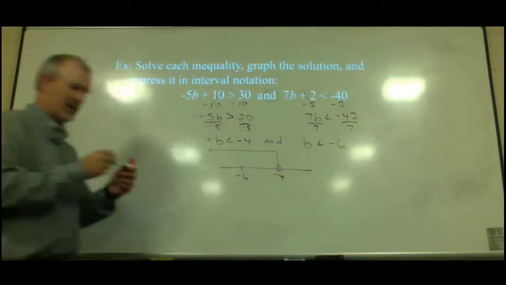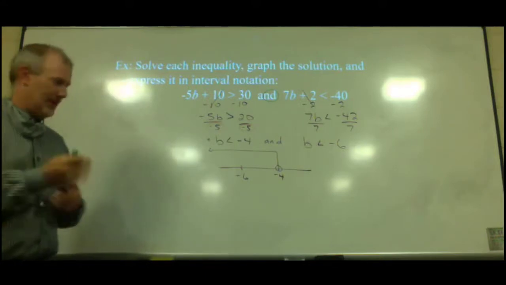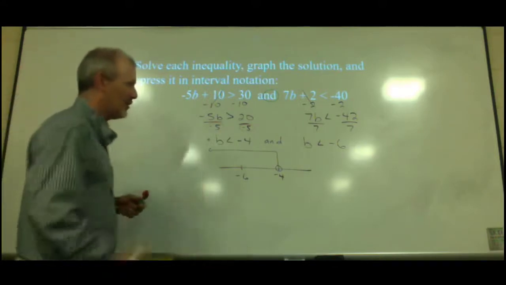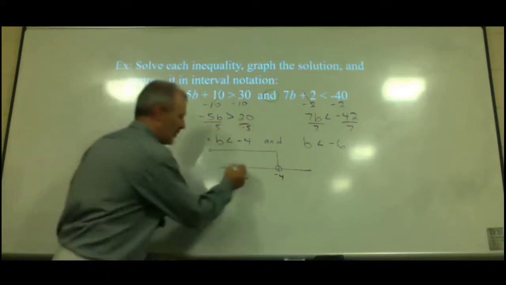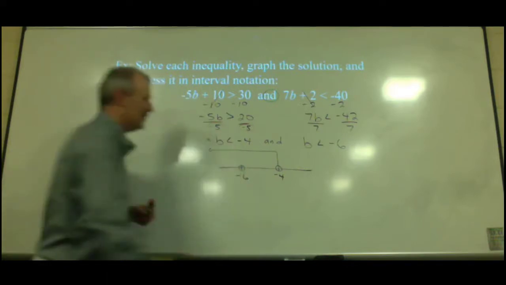Okay, everybody okay with that? Okay, then we'll go to the other one. What sort of a boundary point goes on the -6? Open, because it's less than. And then what direction? Left.